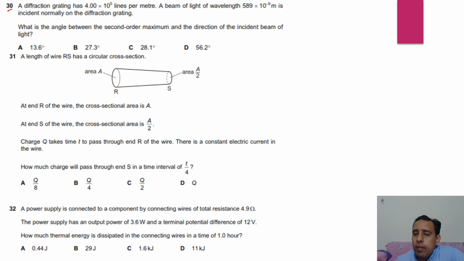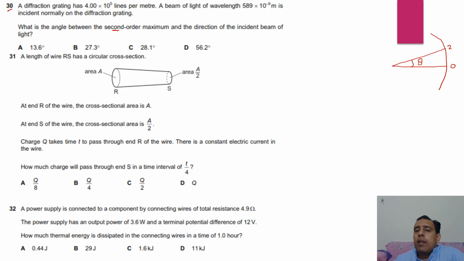If we have the screen like this, this is the zero order and this is the second order. The beam of light is normally incident on the grating. What is the angle between the second order and the incident beam? If this is the second order, then this theta is required.